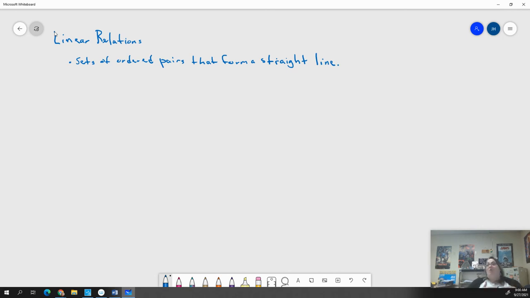How do these points and the line relate to each other? And the equation that we use is called a linear equation to express the points, how those points change in that line, right?